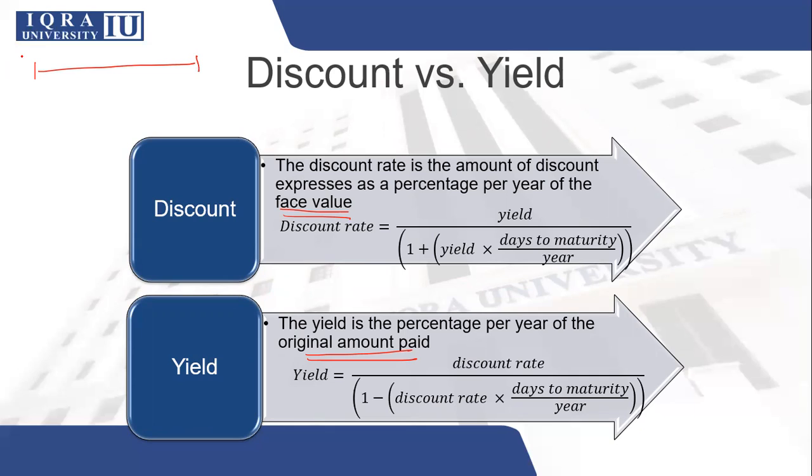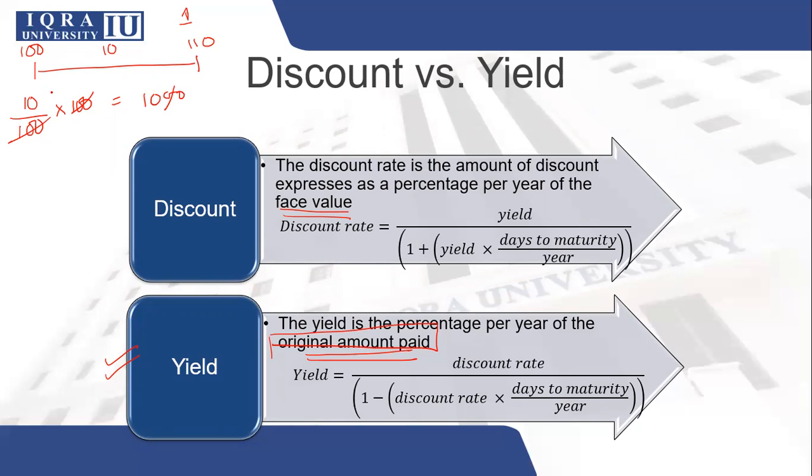For example, you invested 100, you got an interest of 10, and you have now 110 rupees 1 year later. Now, if I'm calculating the yield, it is the percentage of the original amount paid. So the original amount paid is 100. So 10 over 100 multiplied by 100. This means that the yield is 10% in this case.